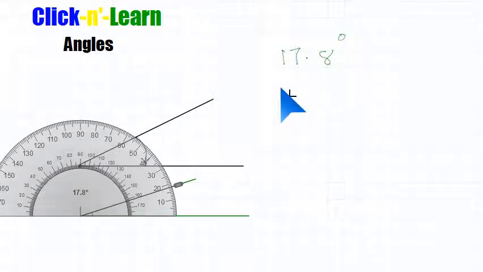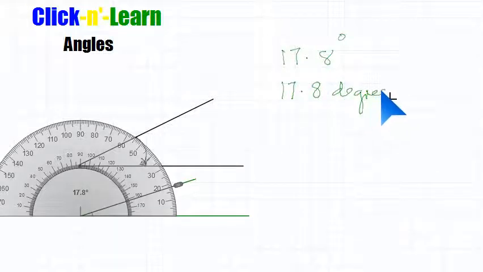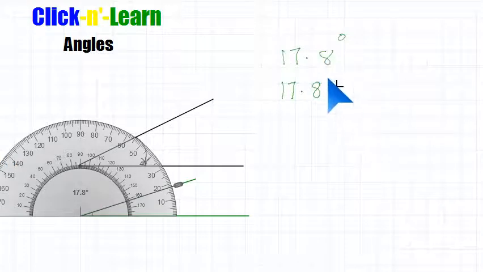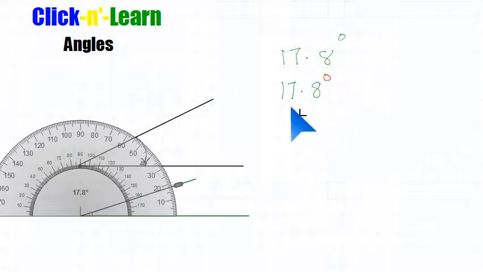I could have written 17.8 degrees. But instead of writing degrees, I merely have to write the symbol: 17.8 degrees.